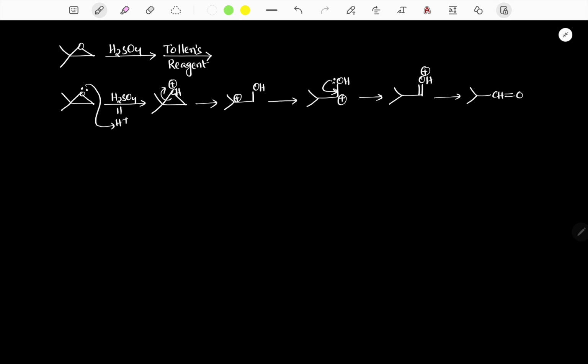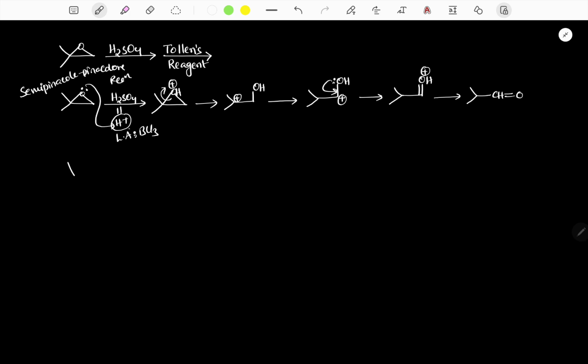So this entire reaction is known as the semipinacol, or pinacolone, reaction. Not only H+, we can also use a Lewis acid like BCl3. So even though a Lewis acid is given, we can take simply H+ and write down the answer.